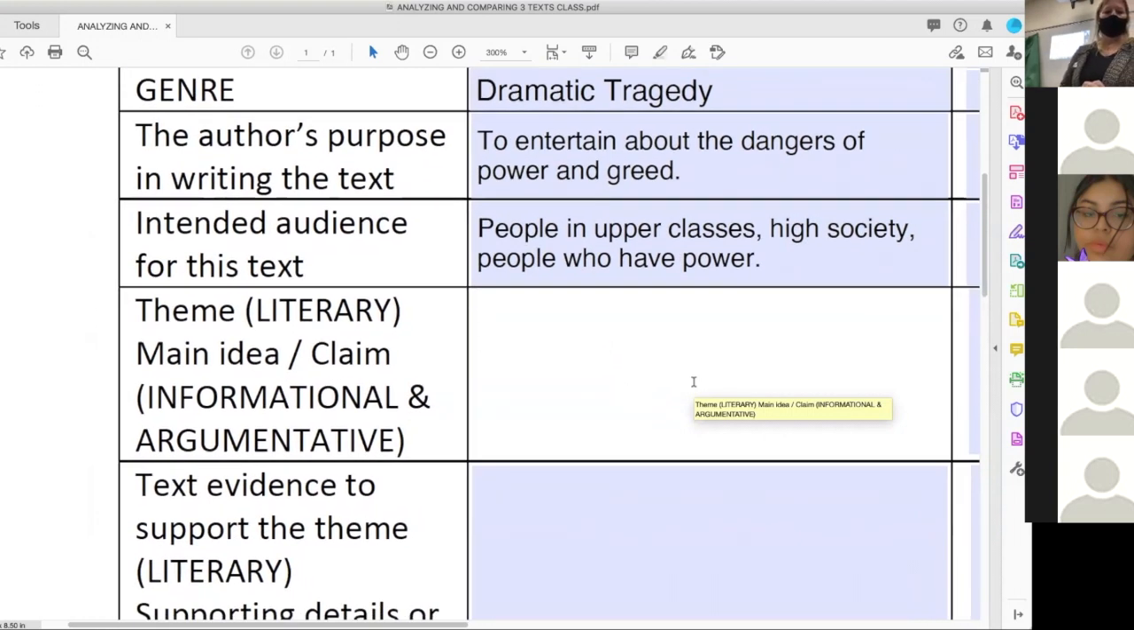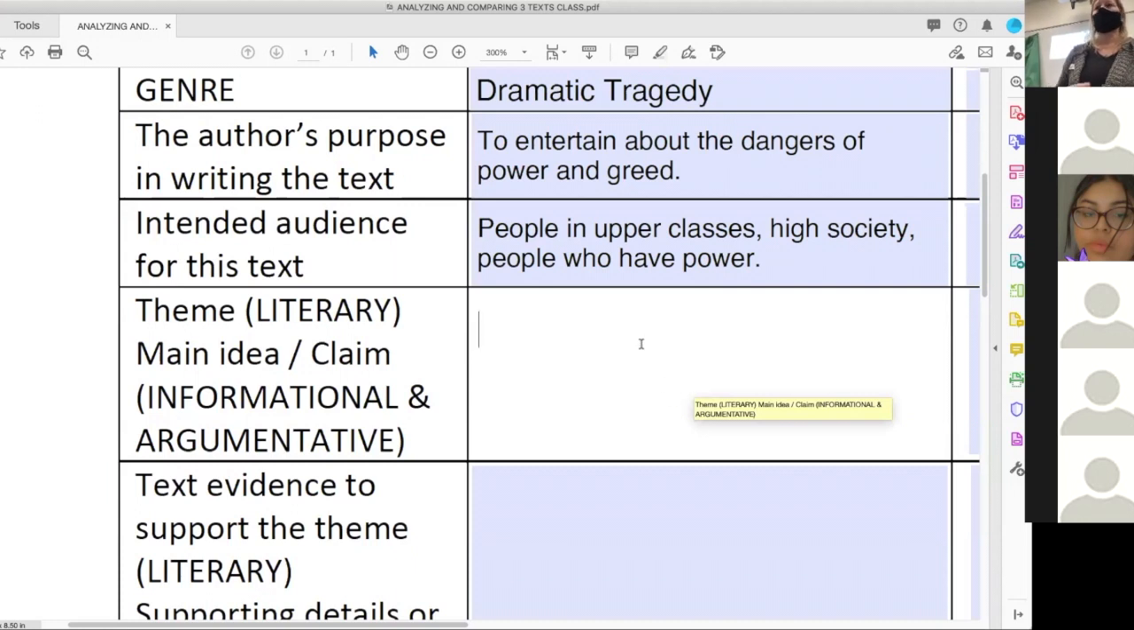So our theme, if we're looking at a literary work, meaning like a fiction or a poem or a drama or a literary nonfiction, we think in terms of theme. What's the message or lesson? If you're looking at something that's an informative article, a persuasive text, something like that, we call it main idea or claim, okay? So for our literary text, we're thinking about theme.